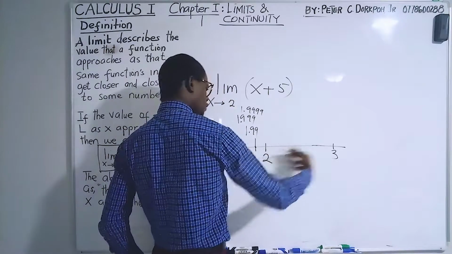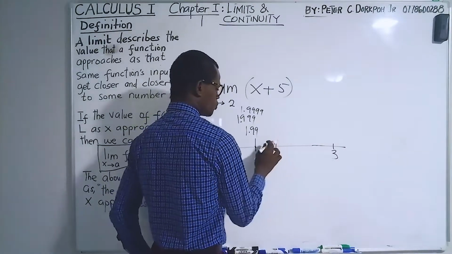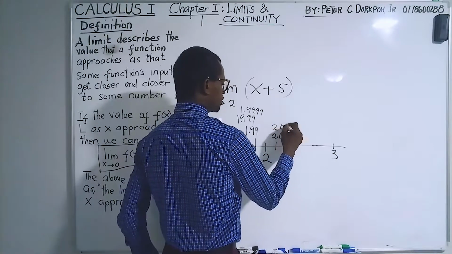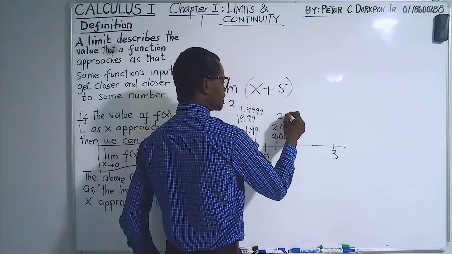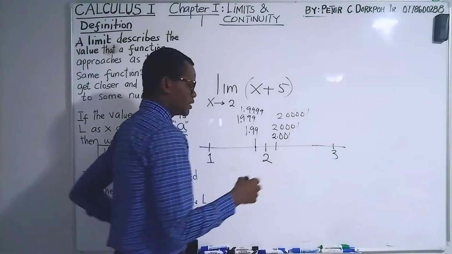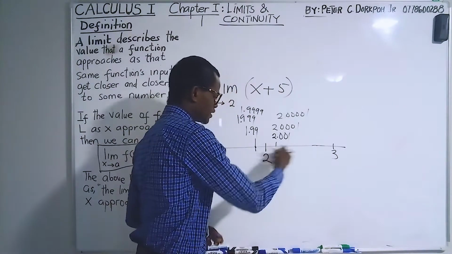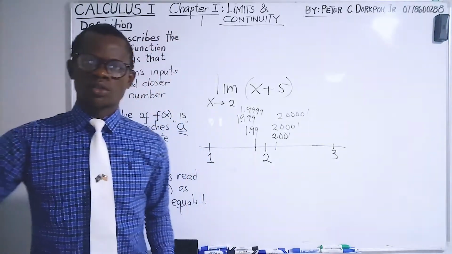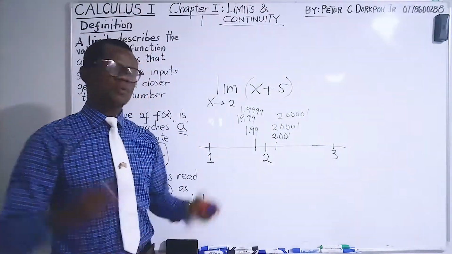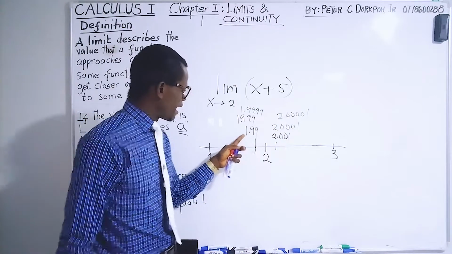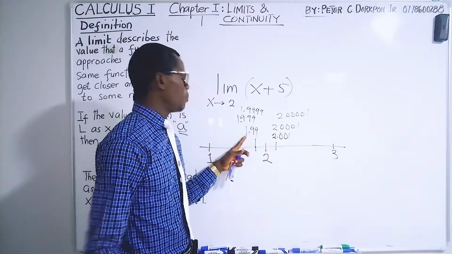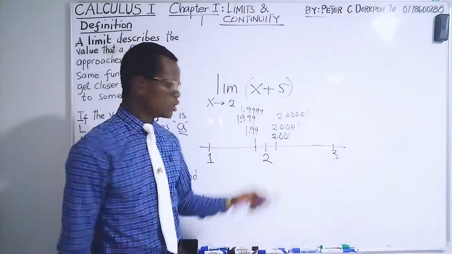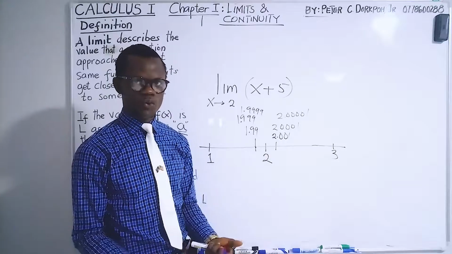When it is approaching this 2 from this side, which is the right, it could probably be 2.001, 2.0001, 2.00001. So if it is approaching 2 from the right, it is very, very close to 2, and when it is approaching 2 from the left, it is also very close to 2. Values like 1.9999, if you round it up, equal 2, and 2.001 is also about 2.